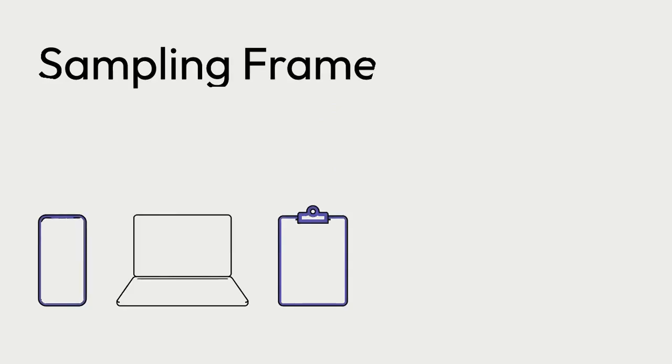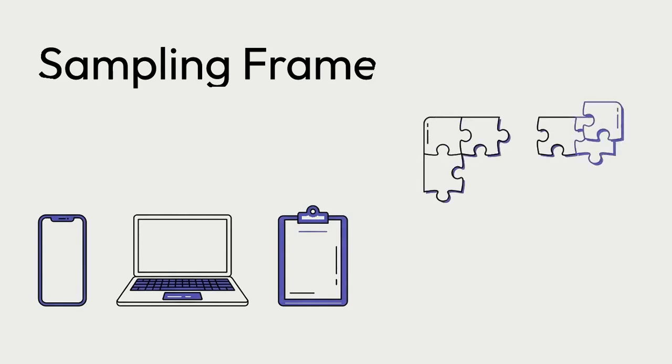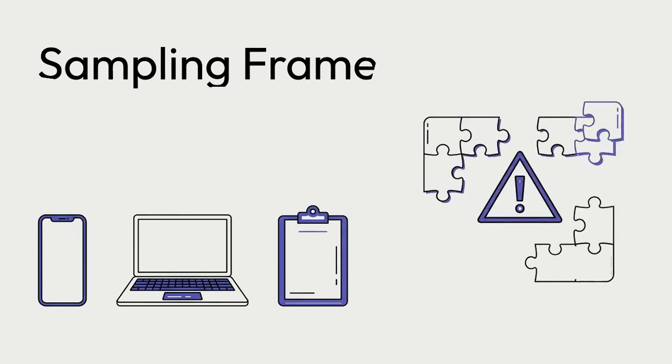Next comes the sampling frame, which is the practical way pollsters reach people. This might be voter registration files, addresses, phone numbers, or online panels. Errors can appear here before anyone is surveyed. If some groups are missing or harder to reach, the sample starts biased.